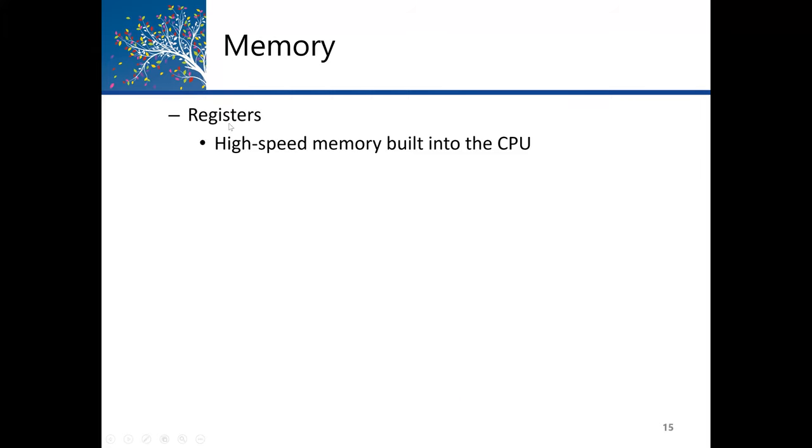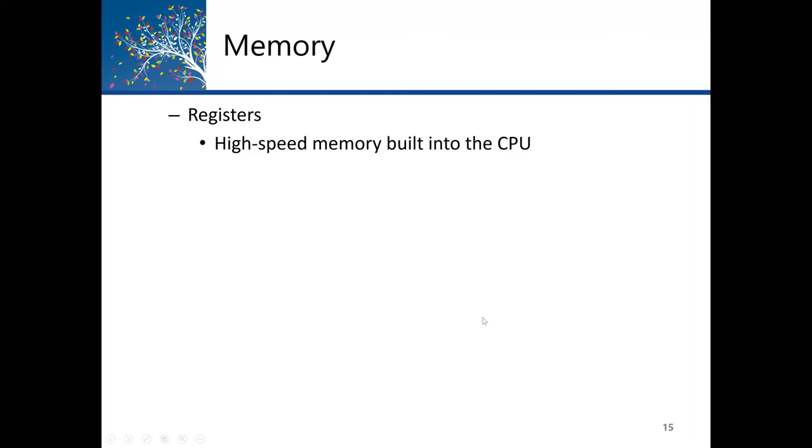We discussed registers. It's also a special memory. And here we use the term high-speed memory. Why? Because it's inside the CPU. So the data that is being processed at a particular time is normally stored in the registers. So registers are special memory that are stored inside the CPU.